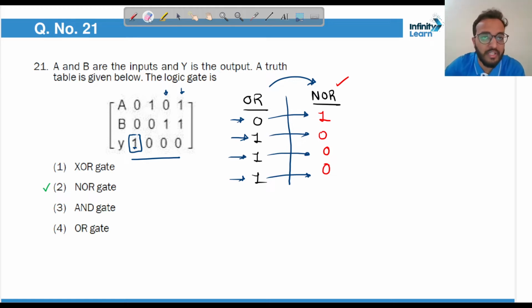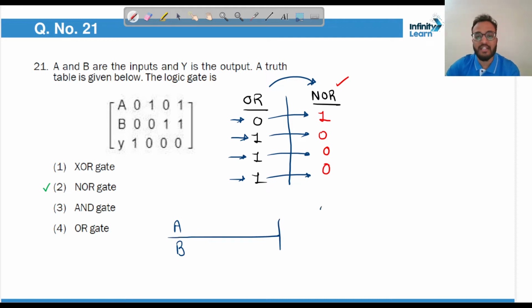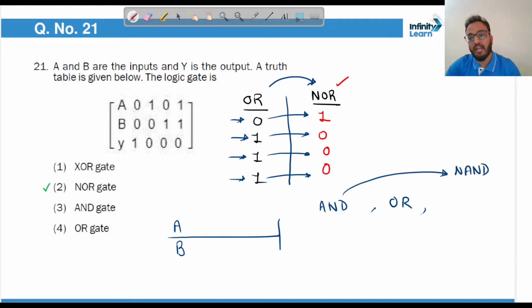So what I do in these kind of problems, you will ask me, sir, how do you know it's an OR or NOR gate? So I start with two things. If A and B are given, I check for AND gate, I check for OR gate, then I check the answers for NAND gate also, and I check the answers for NOR gate also. But I got lucky this time. I just checked for OR gate and then I checked for NOR gate and my answer matched.